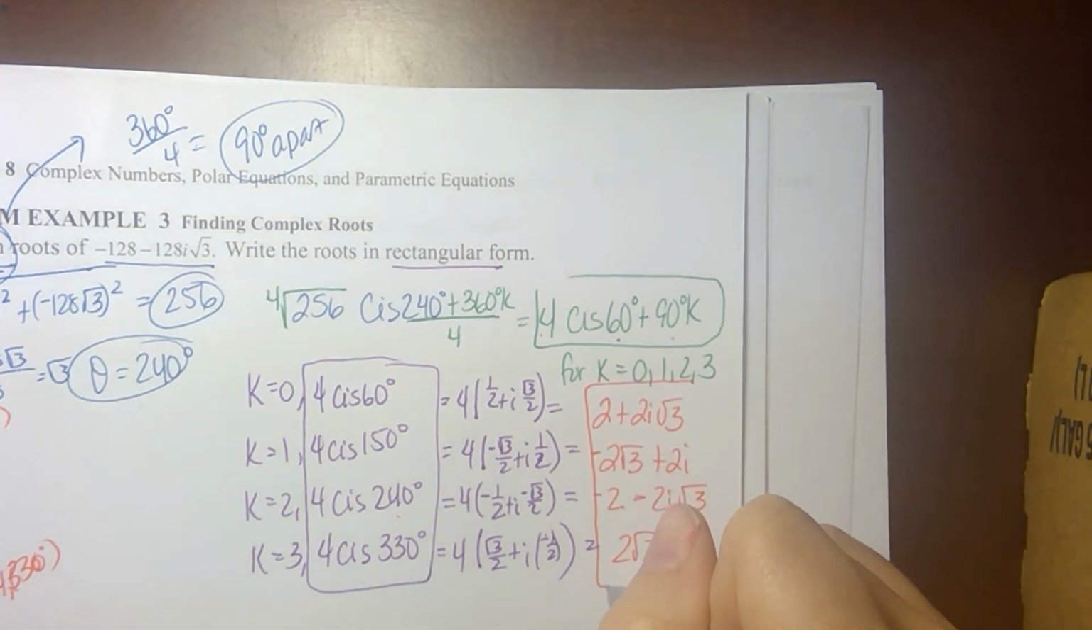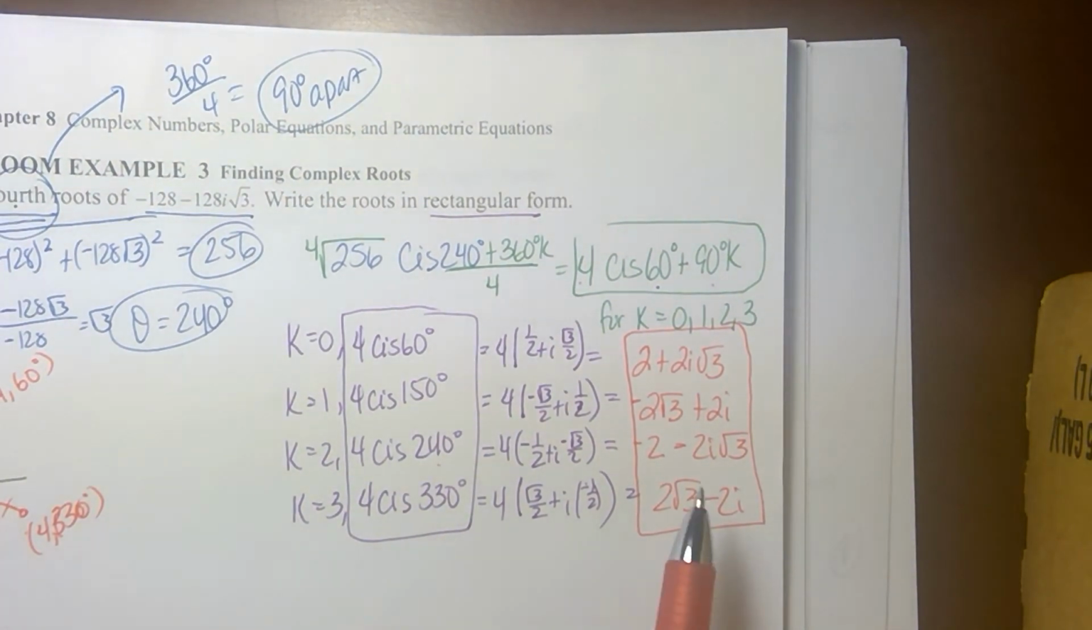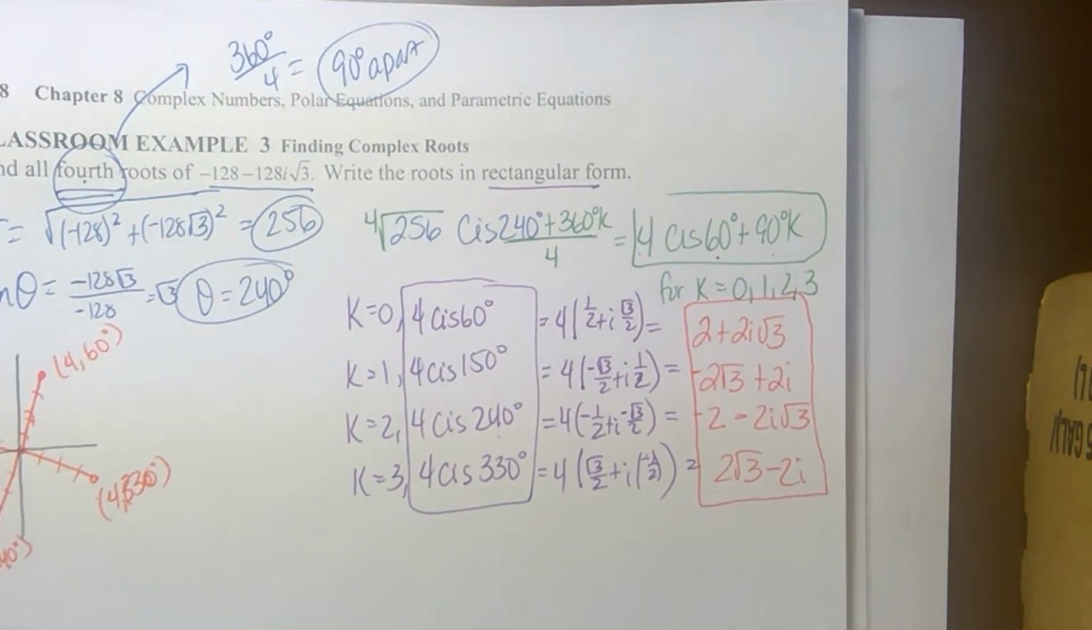Notice the positive and negative values reflect which quadrant they're in. And I have that repetitive pattern that forms as I rotate around the circle.